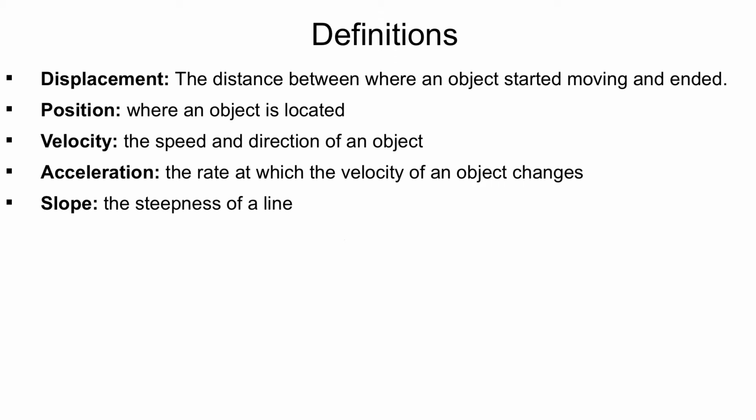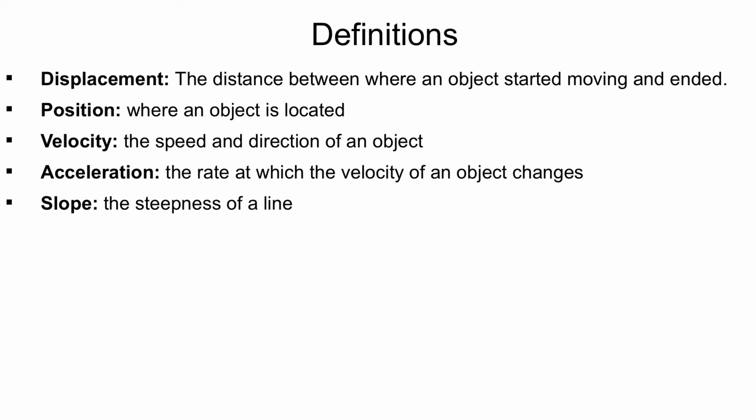Before we go over position time graphs, though, I want to look at a few definitions just to make sure that we're all on the same page. First off is the term displacement. You heard me say that on the last slide when talking about position graphs. They're also called displacement time graphs. Displacement means the distance between where an object started moving and ended moving.